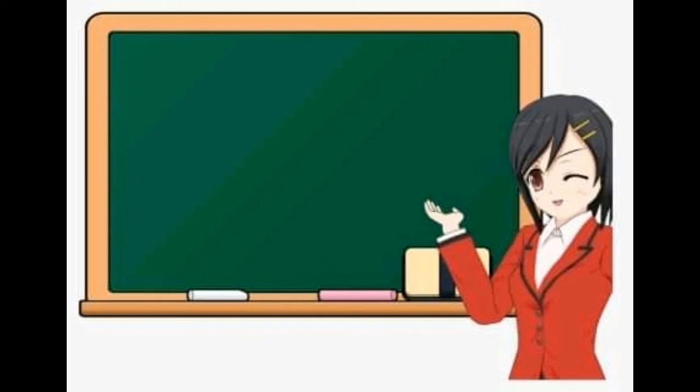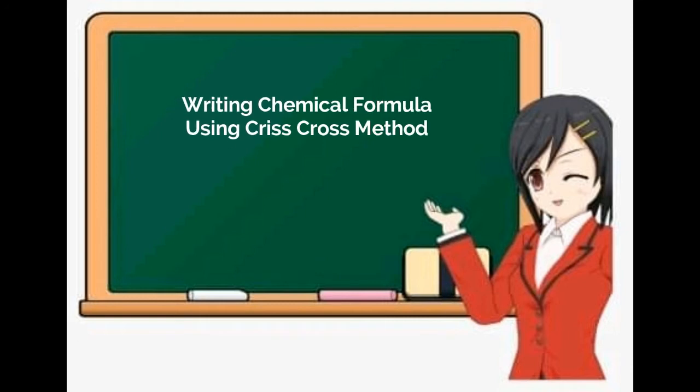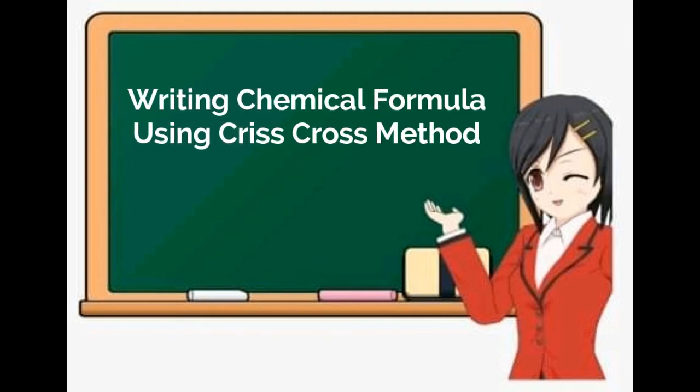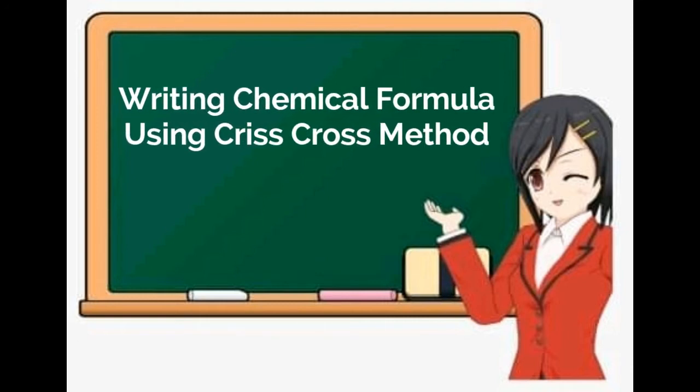In this video, I'll be showing you how to write chemical formula using a crisscross method. A crisscross method is useful when writing the chemical formula for ionic compound. We have to take the charges of the elements into account. So, let's start.